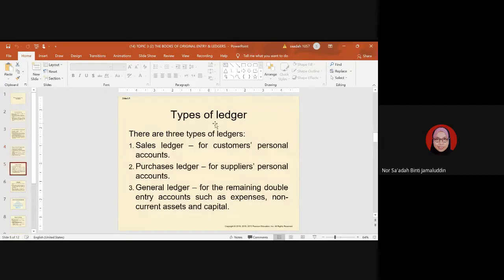So these are the types of ledger. We already learned this, and this is also a revision. There are 3 types of ledgers: the sales ledger for customers' personal accounts, in other words, all our receivables, or accounts receivable. The second one is the purchases ledger for suppliers' personal accounts. And the third one is the general ledger for the remaining double entry accounts such as expenses, non-current assets, and capital.